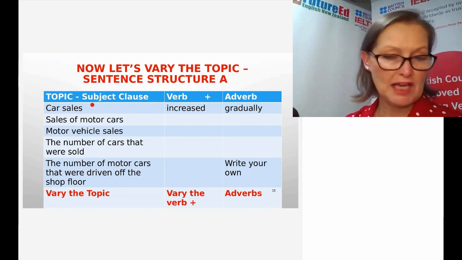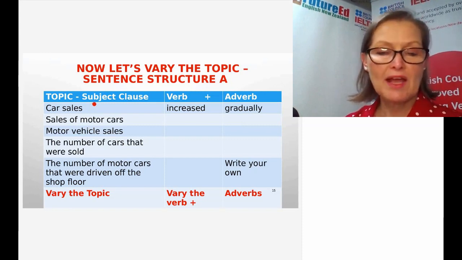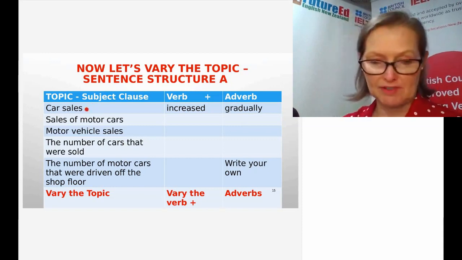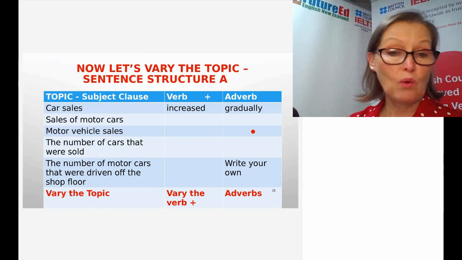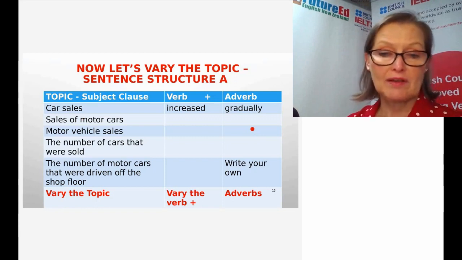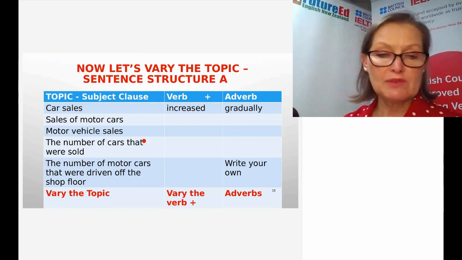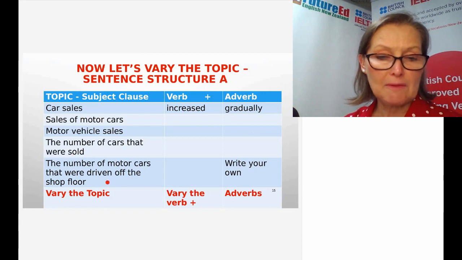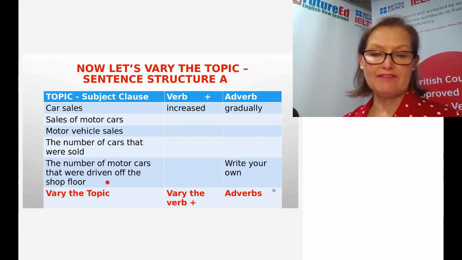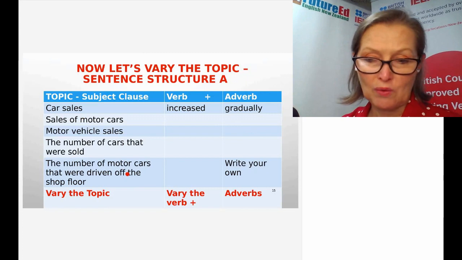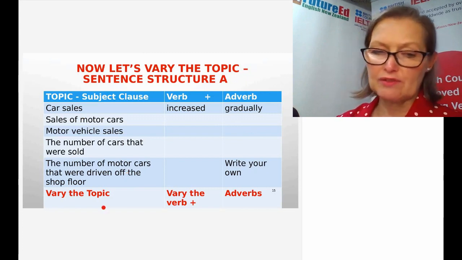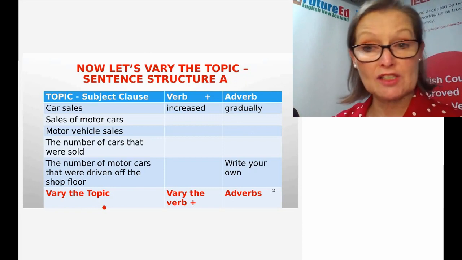There's my very basic one, which was taken from my title, car sales. And I'd suggest perhaps you use that just a little bit further down in your writing. See how I varied it to sales of motor cars increased gradually, or motor vehicle sales. This is one that's really useful, the number of cars that were sold. And if I want to get really fancy, I could say something like the number of motor cars that were driven off the shop floor. But we'll get to that sort of writing much later on because that's the sort of writing that's going to get me that 7.